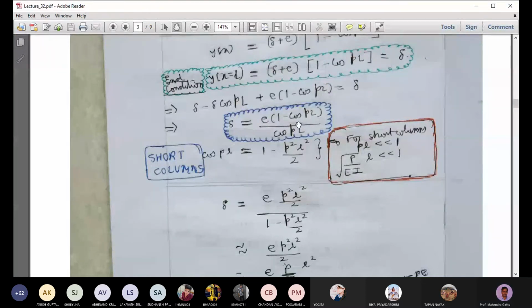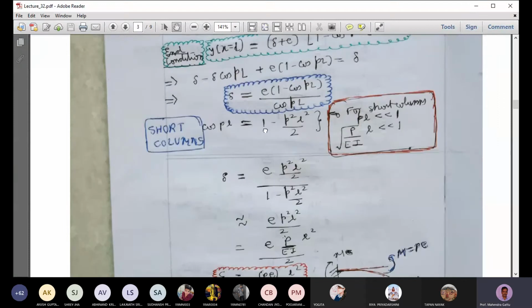Okay, and we are assuming some small things. We are assuming we'll apply this analysis for short columns. So for short columns, as we discussed previously, the square root of P by EI is very less, small compared to 1, very negligible compared to 1. So small pL is negligible compared to 1. So cos pL will become 1 minus p square L square by 2. So 1 minus cos pL will be p square L square by 2. So this term 1 minus cos pL is p square L square by 2.